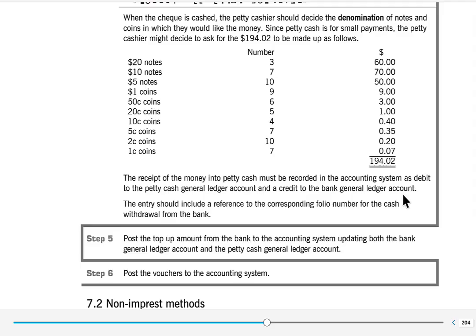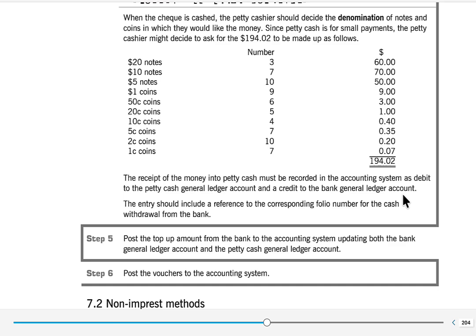$10 notes, 7 notes, total equals $70. $5 notes, 10 notes, total equals $50. $1 coins, 9 coins, total equals $9. 50-cent coins, 6 coins, total equals $3. 20-cent coins, 5 coins, total equals $1. 10-cent coins, 4 coins, total equals 40 cents. 5-cent coins, 7 coins, total equals 35 cents. 2-cent coins, 10 coins, total equals 20 cents. 1-cent coins, 7 coins, total equals 7 cents.